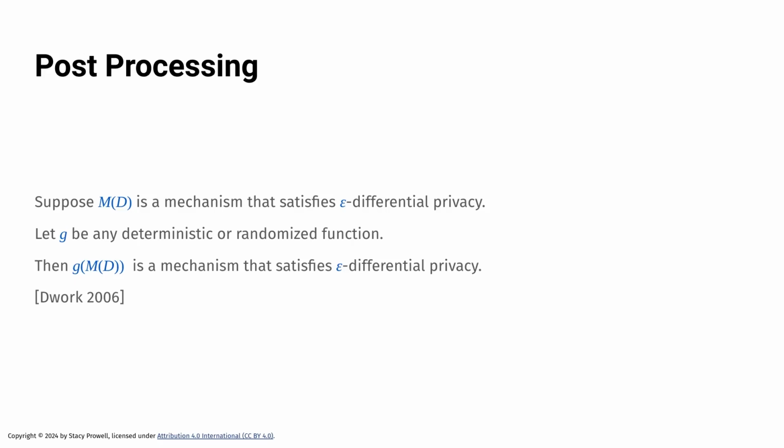I can double it. I can divide it by a number. I can add a number to it. Whatever I do to it, it winds up still being epsilon differentially private. The privacy was baked in when it gave me the first answer. Anything I do to it after that preserves that privacy.